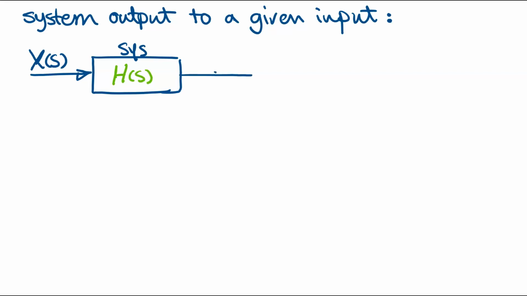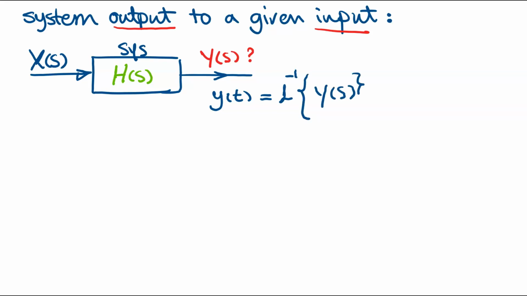Now the question is, what is the output of the system? So what is Y of s? I'm looking for the output to a given input, which is X of s, and I'm assuming that I know H of s. If I'm looking for the answer in the time domain, which is y of t, I need to know Y of s, and then I can apply the inverse Laplace and find my answer in the time domain. The question is, what is this Y of s? The transfer function can help me here.